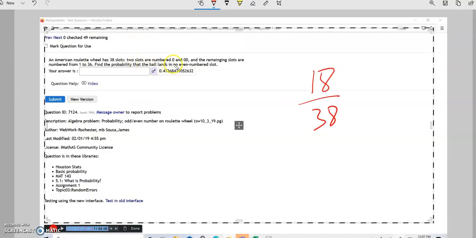Okay, this one, the 0 and 00 aren't considered even or odd, I suppose. So you kind of ignore those. And there are 38 total slots. So if you take the 0 and 00 away, you have 36. Okay, half of those 36 are odd, half of those 36 are even. So half of 36 is 18, and a total of 38 slots. So 18 divided by 38, and you get that.